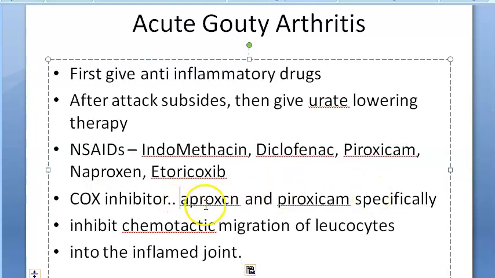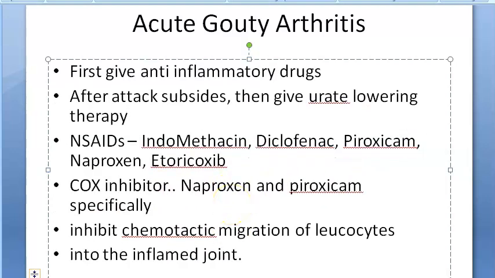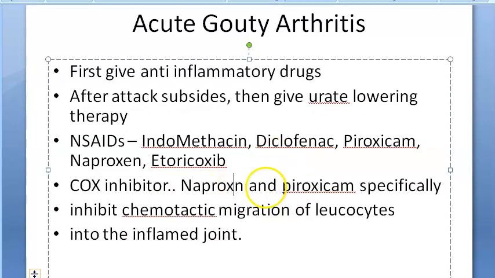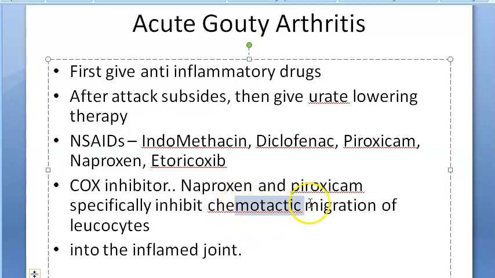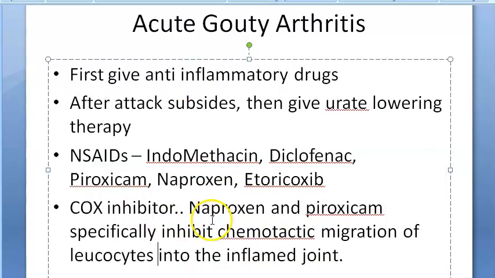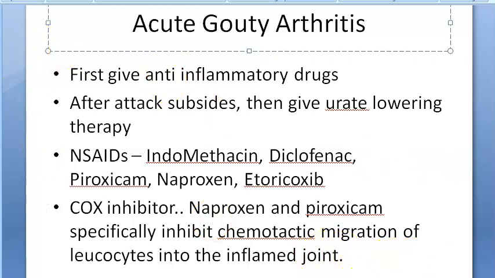This naproxen and this piroxicam, they inhibit chemotaxis also, okay. They inhibit chemotaxis of leukocytes into the inflamed joint. That is the neutrophils, right? That's all guys. Let's move on. We are done with NSAIDs.